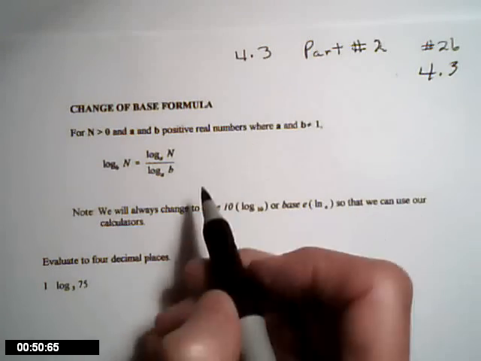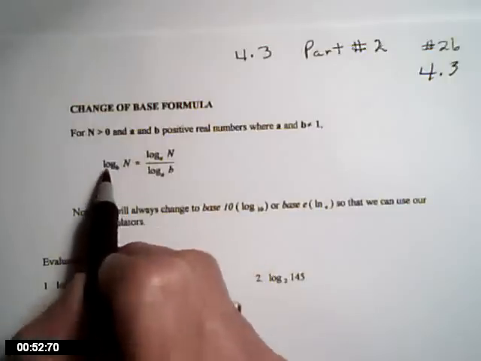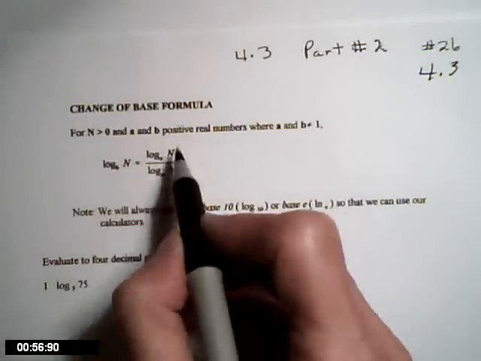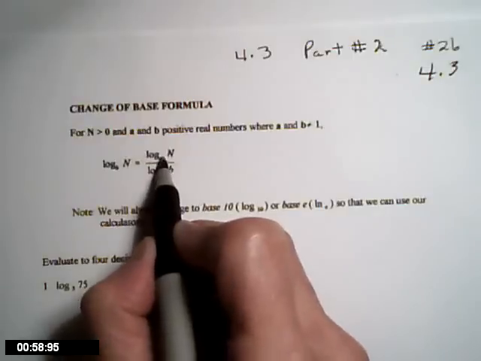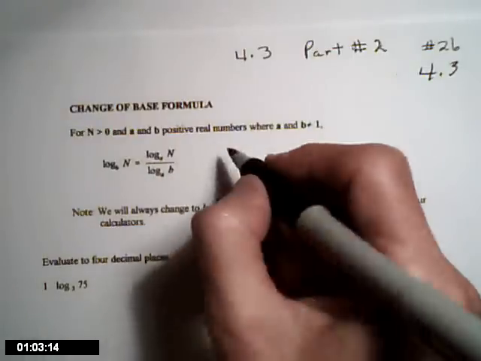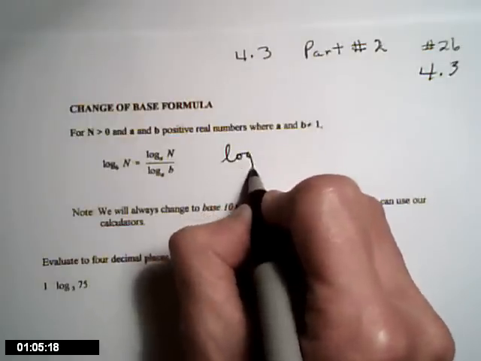I'm going to go through your formula first. It says log base b of n is equal to log base a of n over log base a of b. Now I know that makes no sense, so let's look at it this way.